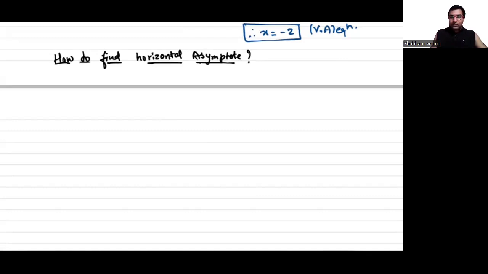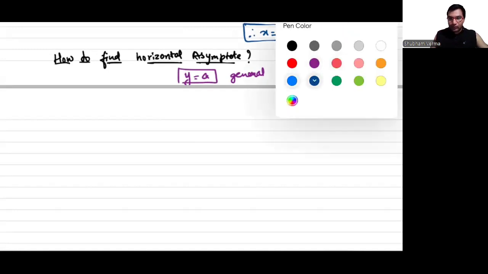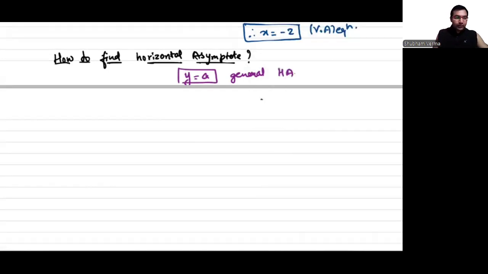Okay. So in general, what is the equation? y equal to a. This is in general the equation of any horizontal asymptote. This is what we know. Okay, so I'm giving you one theory for this, which you can use, right?